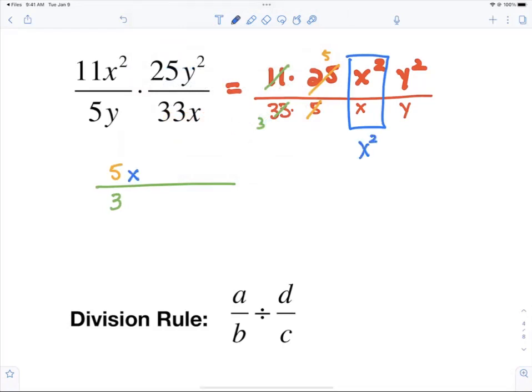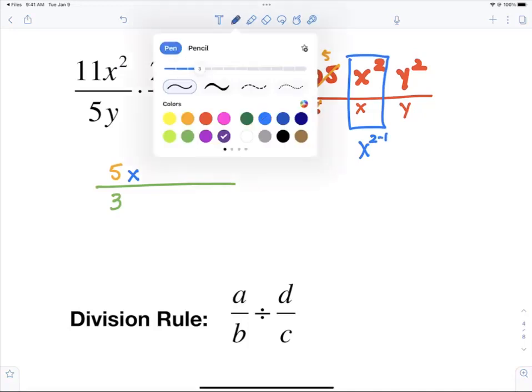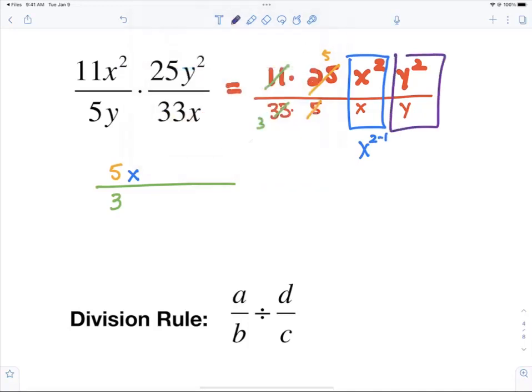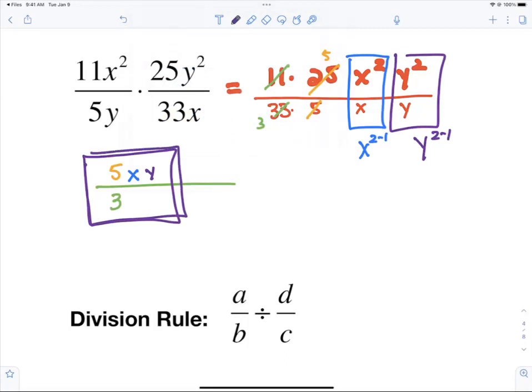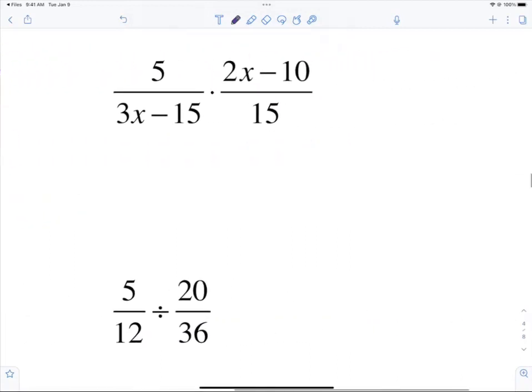That would be x to the 2 minus 1. And then in the y's, y squared. So this is going to be y to the 2 minus 1. The 1 y that's left over will be in the numerator. So anything that's common divides out top to bottom, and the factors that are left come together to create their own fraction. Let's look at the next example.